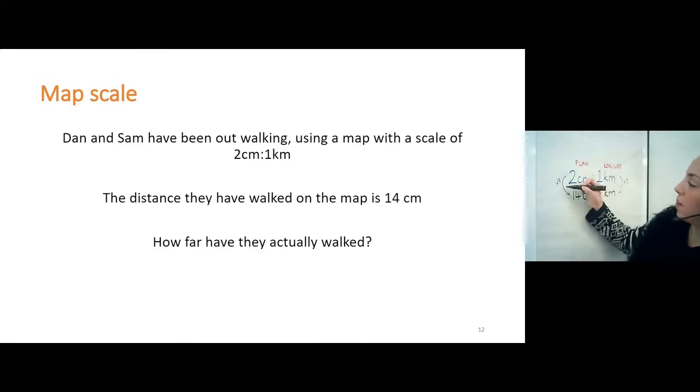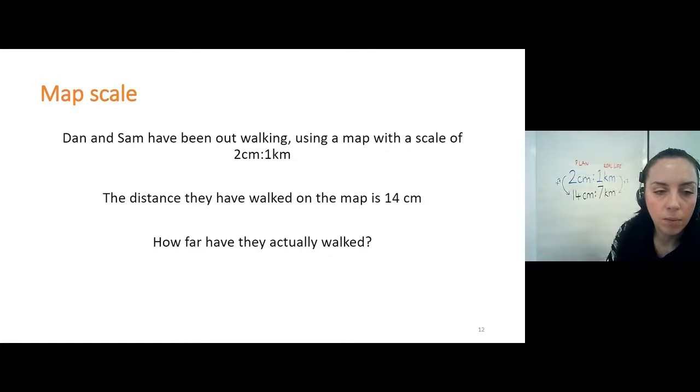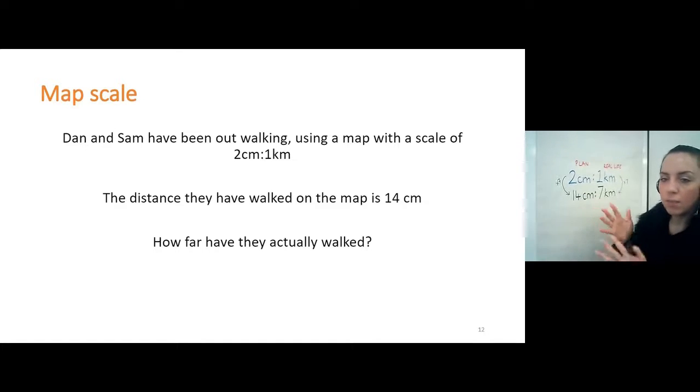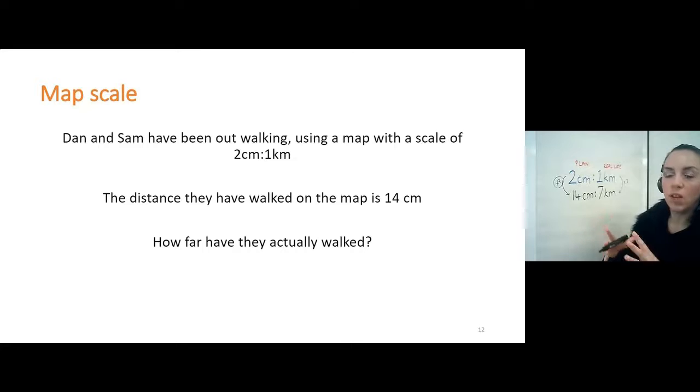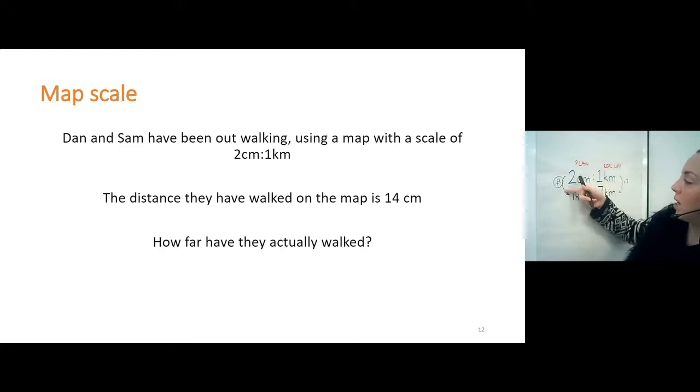I think what some people did was maybe multiplied that by 2 to get to 28, and then this one was doubled. But what we need to do, and this is where this method takes a bit of practice, I'm not gonna lie, is look at this multiplication here as how many times we've increased the amount. So we need to work out how we got from the plan to the actual distance on the plan. We've increased it by 7 times this time, so we do exactly the same in the real life measurement. So 14 centimetres on the map is 7 kilometres in real life.